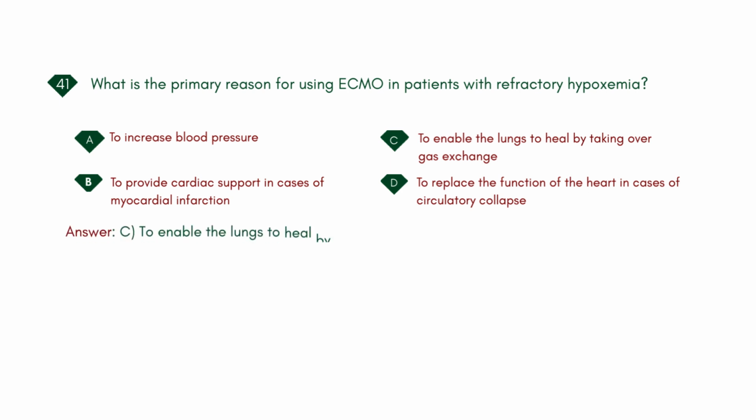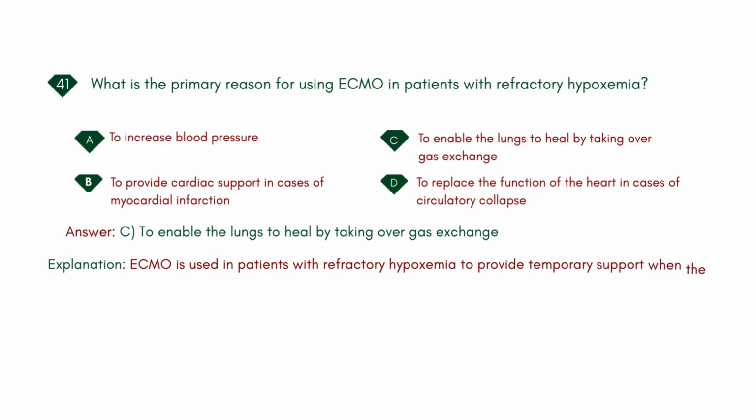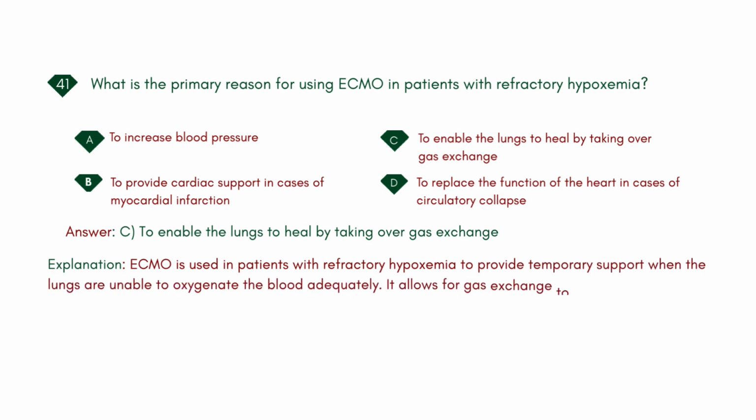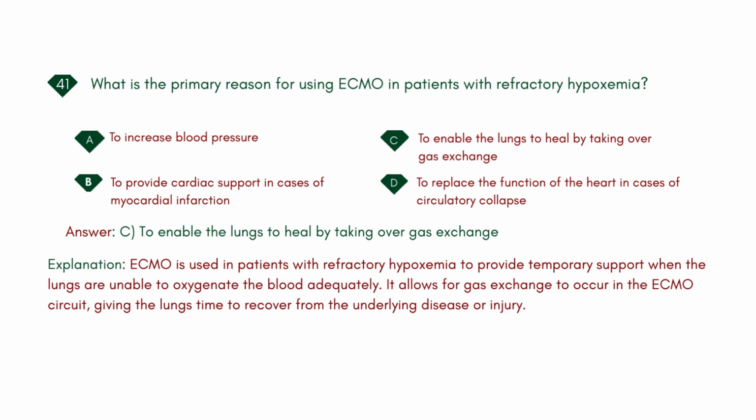Answer: C. To enable the lungs to heal by taking over gas exchange. Explanation: ECMO is used in patients with refractory hypoxemia to provide temporary support when the lungs are unable to oxygenate the blood adequately. It allows for gas exchange to occur in the ECMO circuit, giving the lungs time to recover from the underlying disease or injury.